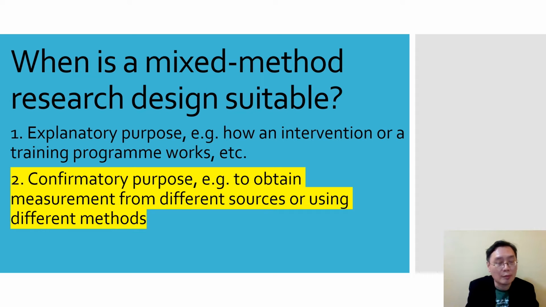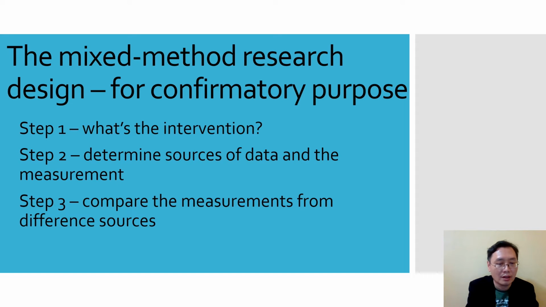In this part 2 of the video, I'm going to share with you how to design a mixed method research that can provide confirmation about the outcome. Similar to part 1, there are 3 steps as well. Step 1 is to determine the kind of intervention or the kind of program that you want to evaluate. Step 2 is to determine the sources of data and the measurement used. In this case here, to provide confirmatory purposes, it is not just using one tool but using many tools. And step 3 is to compare the measurement from these different sources.